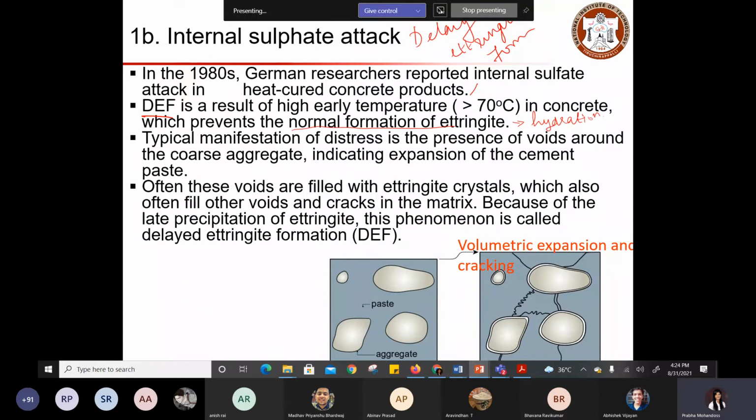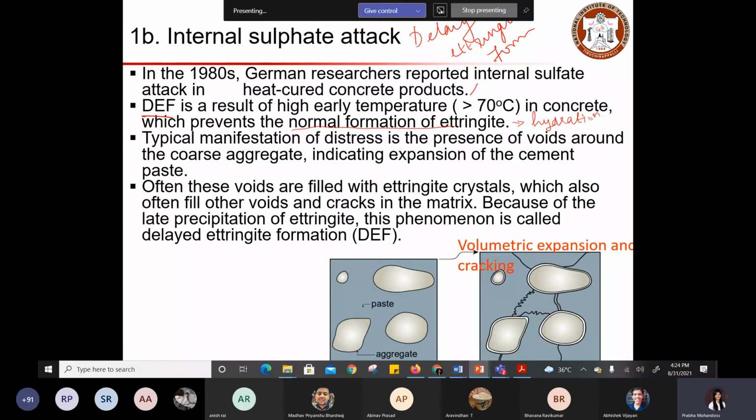And you know the cause for internal sulfate attack, right? When you have something inside unreacted, and a suitable scenario for the unreacted product to react, you will get a volumetric expansive product, which results in cracking. This generally happens when you have a high temperature in the early stage of your concreting. This is also called delayed ettringite formation.